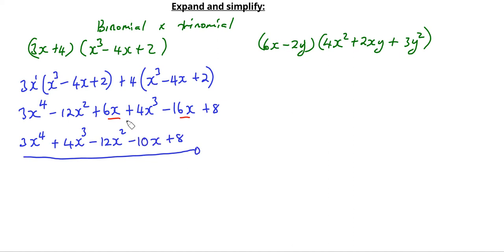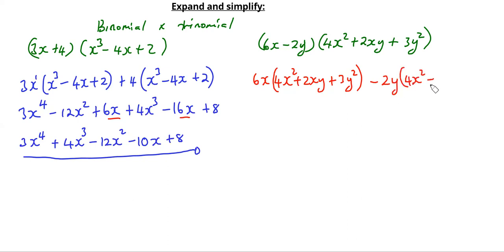Always check if there are any like terms that you can simplify again before you conclude your answer. Okay, now let's look at the last one here. Again, we are splitting 6x in bracket 4x squared plus 2xy plus 3y squared, then minus 2y. You take it with each sign. Then here 4x squared plus 2xy plus 3y squared. As you can see, I'm copying the bracket, all the terms as they are.